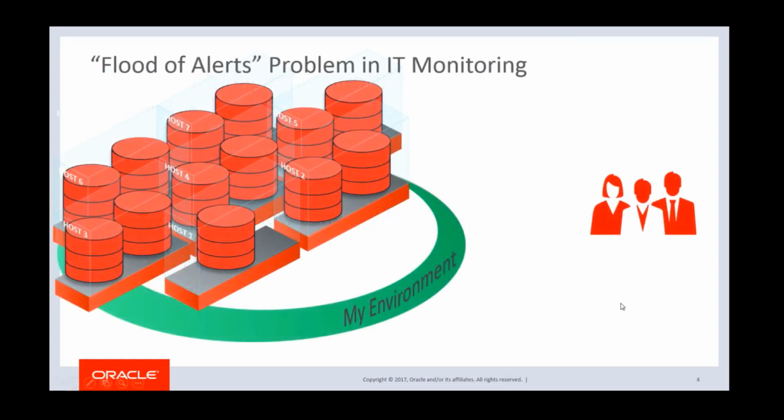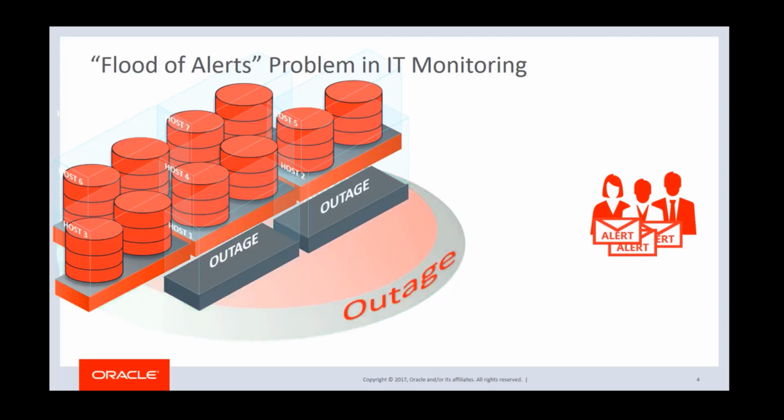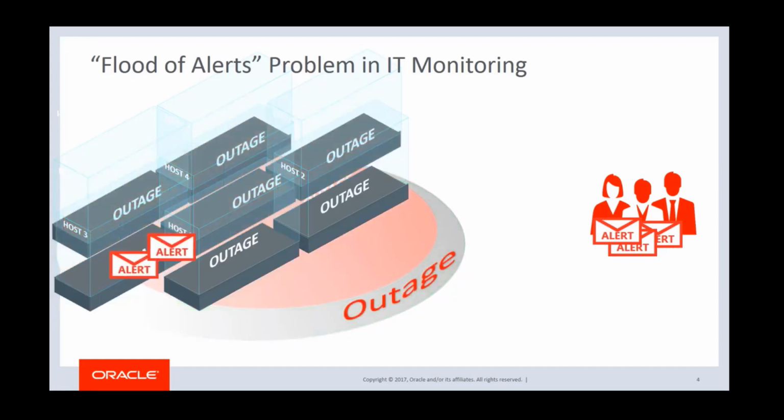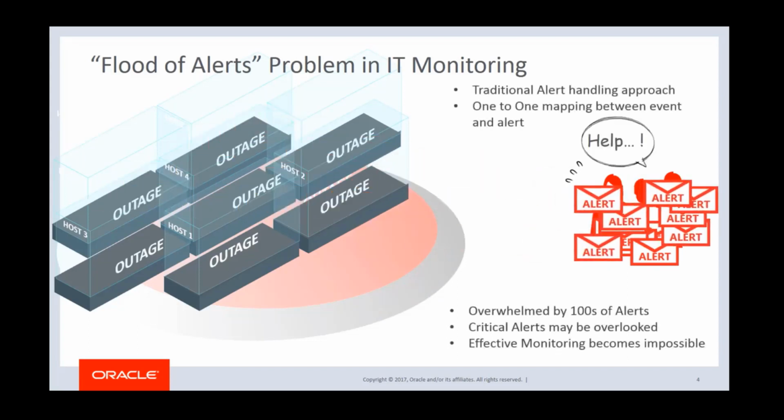In traditional IT monitoring, where there is a one-to-one mapping between event and alert, when one of your targets goes down, you get one alert. Then what happens when two of your targets go down because the host went down? You get two alerts. Then what if there's a site-wide outage and all of your targets go down? You get one alert from each monitored entity, although they went down with the same reason. So this is a flood of alerts problem in IT monitoring. Because of the massive number of alerts you receive, effective monitoring becomes impossible until the root cause of the outage is fixed.